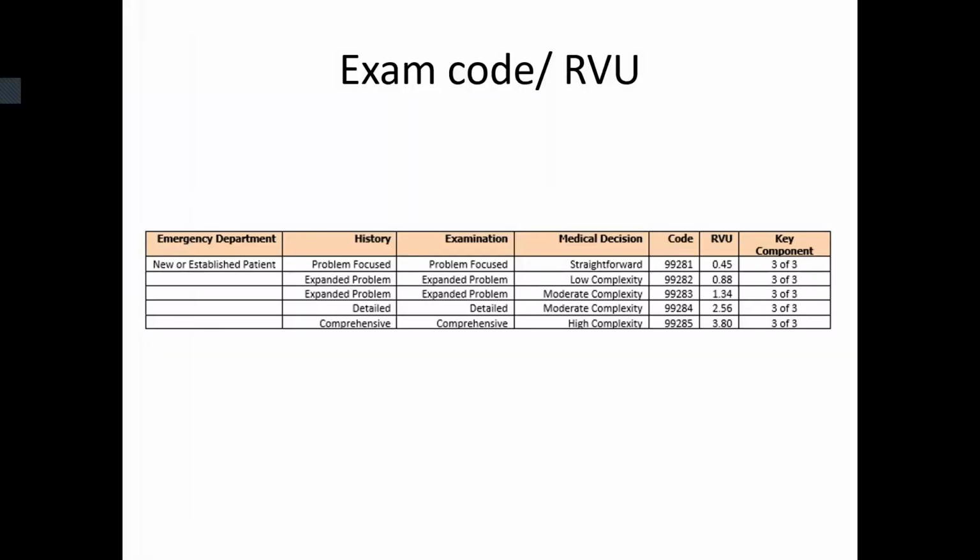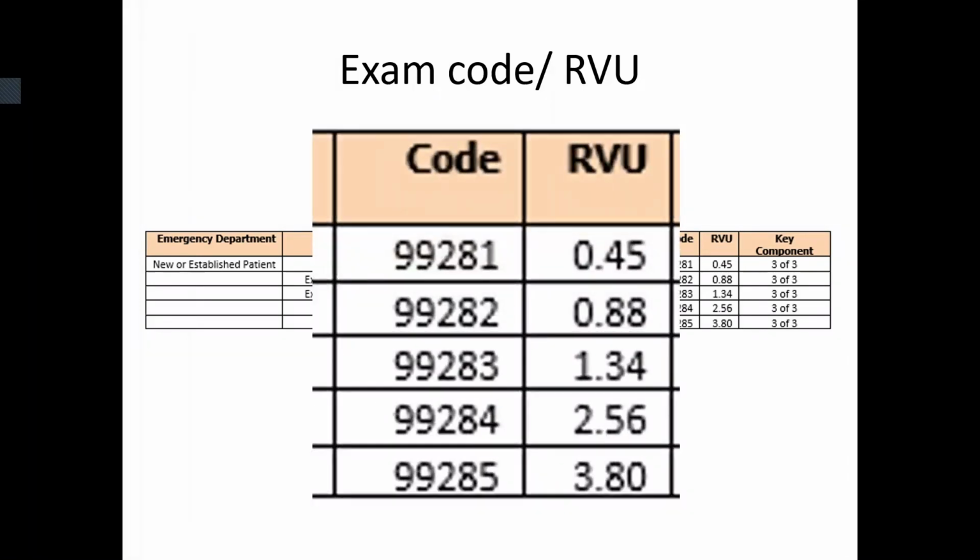Well, when we do our coding level, 1 through 5, what this turns out to is that there's an associated RVU value. So there is an incentive to try to document at the highest code in order to maximize your RVUs.